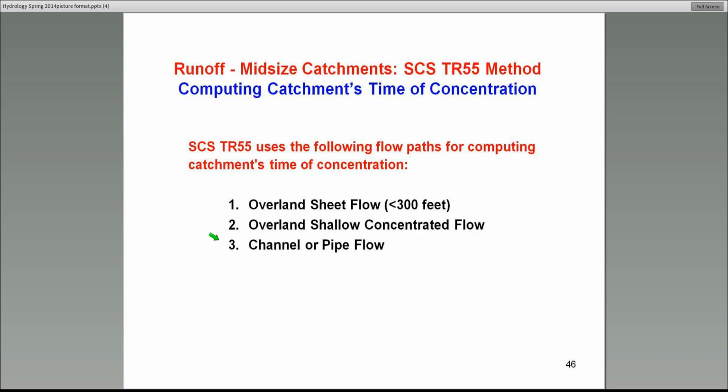Finally, the channel or pipe: if there is a segment involved, calculate the travel time in either of these segments. This is typically done through Manning's formula. That's the point where I'm going to show you that Manning's formula that I did not show you when we discussed the rational method. Basically, that's when you use that equation.